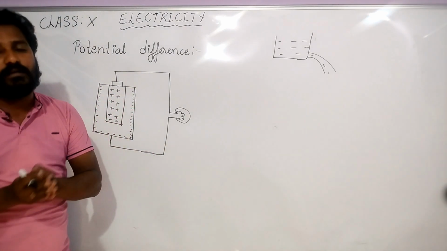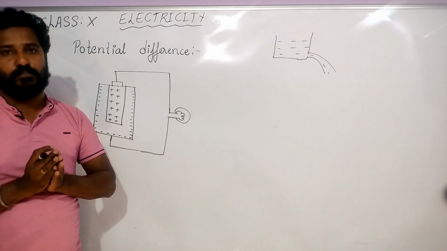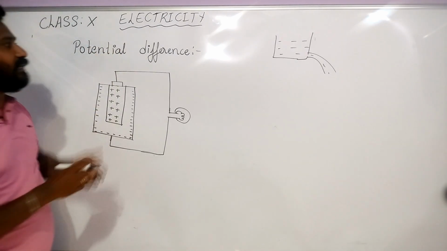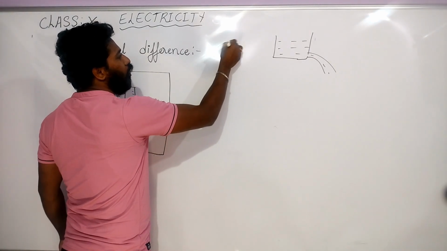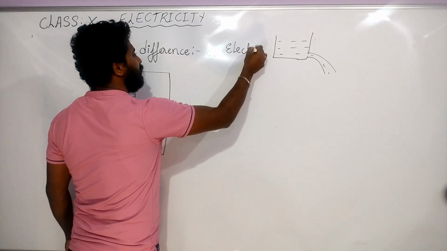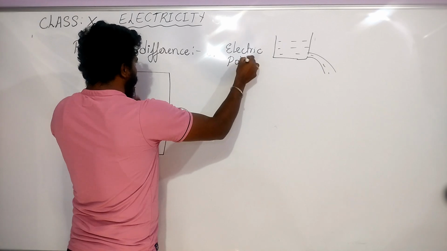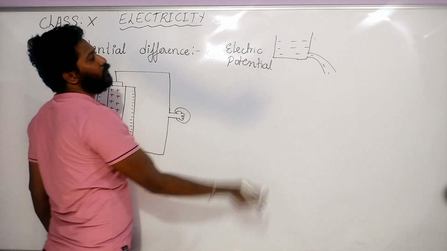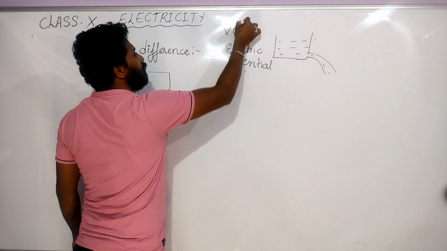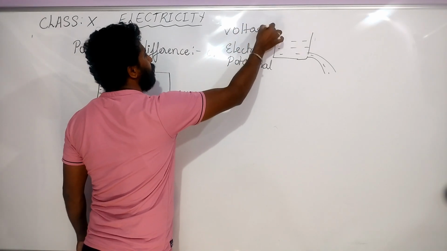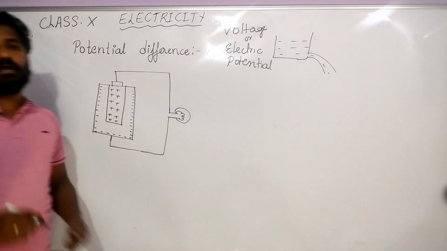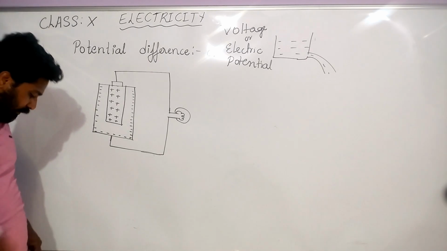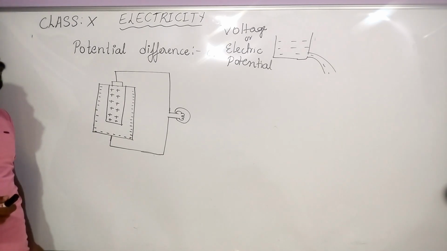That is nothing but protons again. So that difference is what we call potential difference, or electric potential. Or this can also be called voltage. We will say voltage, a very important thing. So voltage or electric potential. So how do the electrons move?